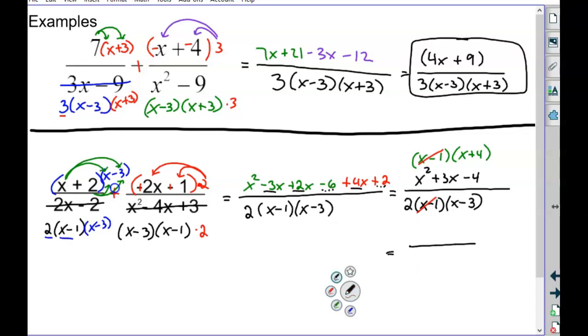And do you see how nice it was to leave your denominator in factor form? That's why we do that. So then what's left over on the bottom is 2 times x minus 3. And all that's left over up top is x plus 4. And then that's our answer. If you want, you can distribute the 2, but I don't think it's helpful. It doesn't get us anywhere better.